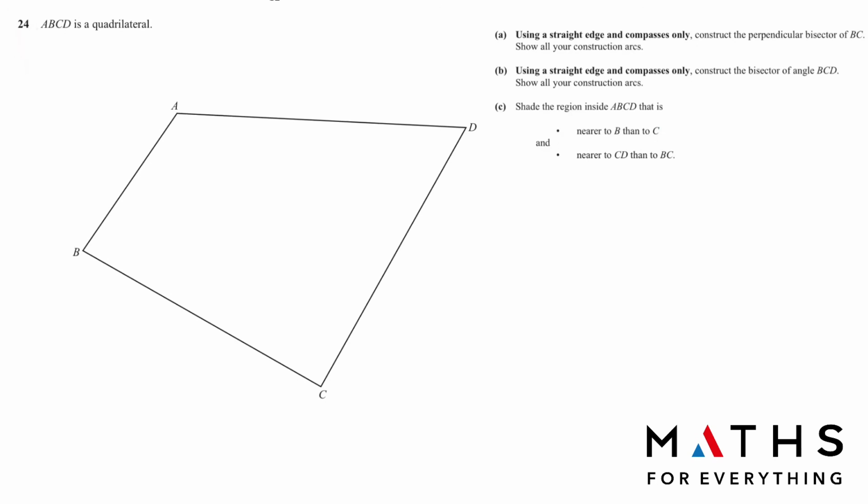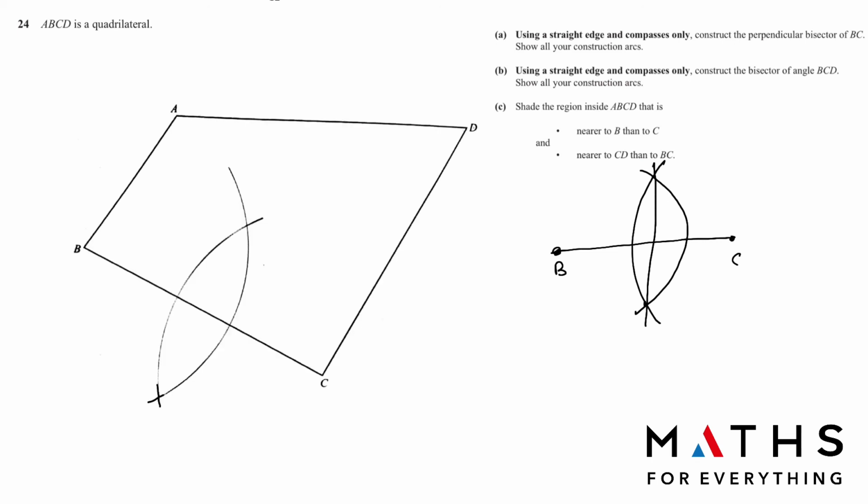Question number 24. ABCD is a quadrilateral. Using a straight edge and compass only, construct the perpendicular bisector of BC. Show all your construction arcs. BC is a line. So suppose you want to find the perpendicular bisector of a line. From this B, take more than half and with a compass, draw an arc like that. With the same compass, from C, draw an arc and cut the other arc. Where the 2 points meet, draw a line. That is your perpendicular bisector of BC, of a line.